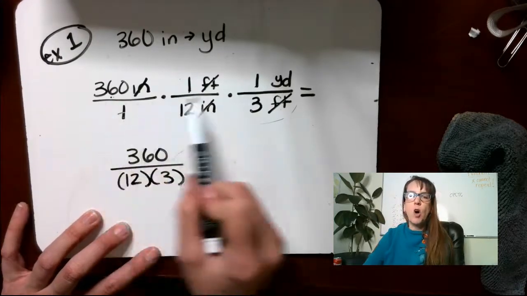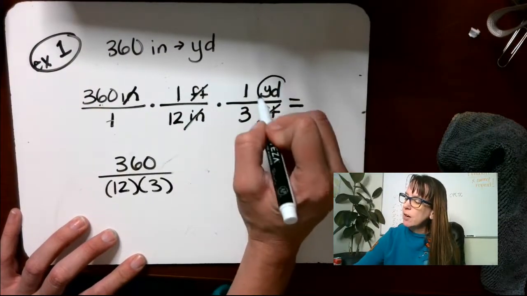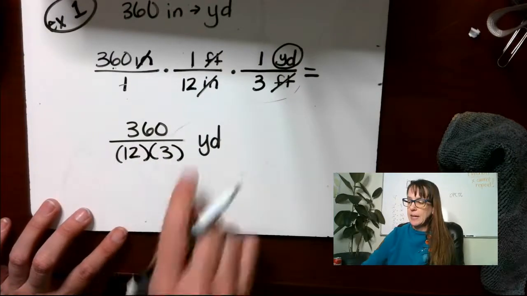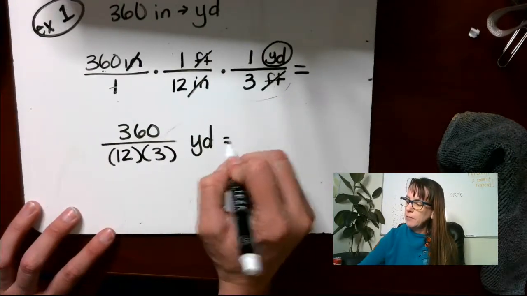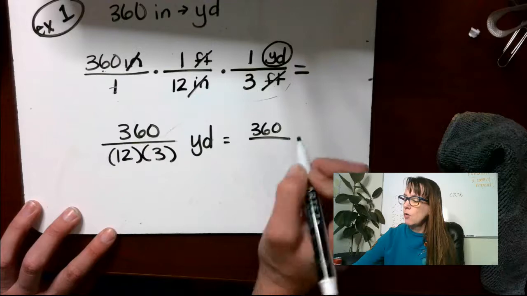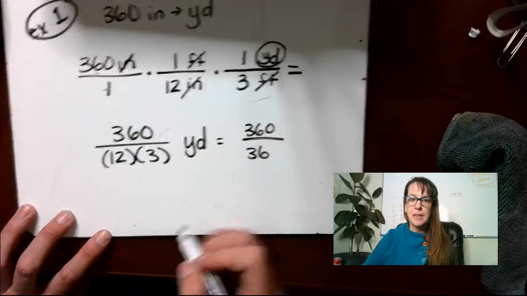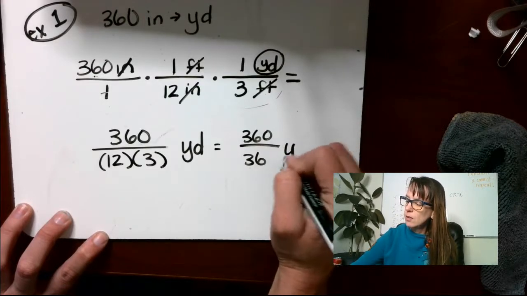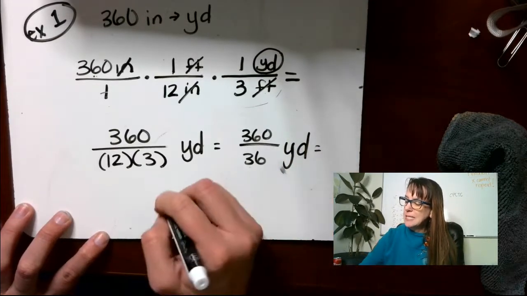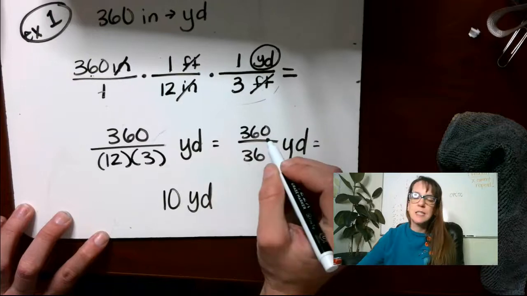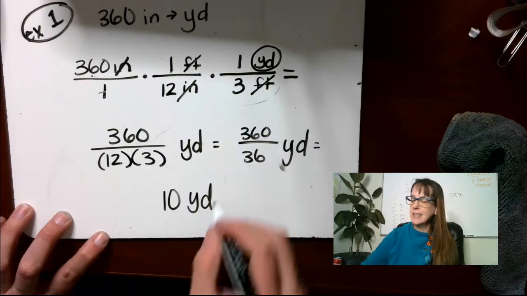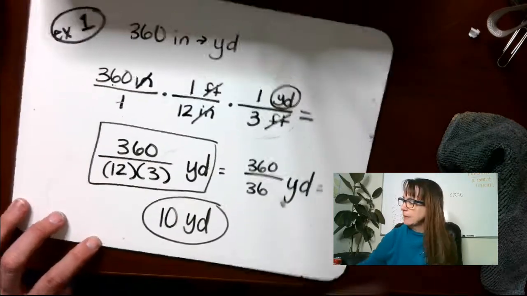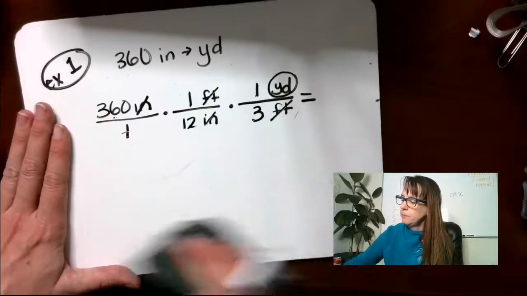Now looking at all of this, the only unit we have not crossed off is yards. So this is going to be yards. Now, what we can do is the math on this. We would have 360 over 36, right? That's going to give us yards, which equals 10 yards, because 360 divided by 36 will give us 10 yards. This is your answer, but I have to see this, guys. I want to see that, okay? That's you showing your work.